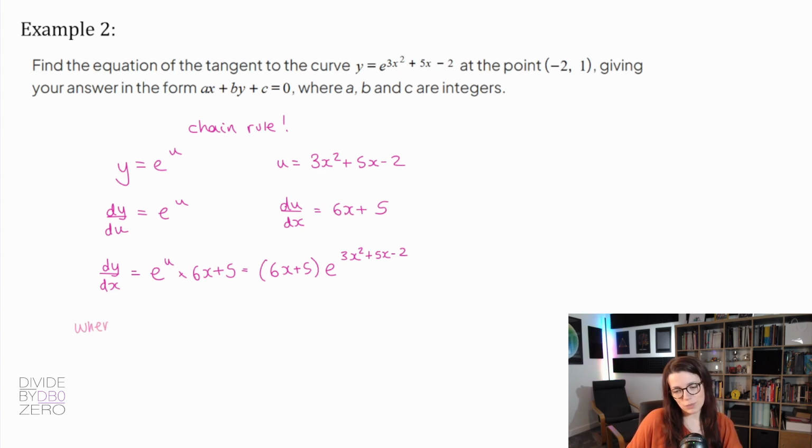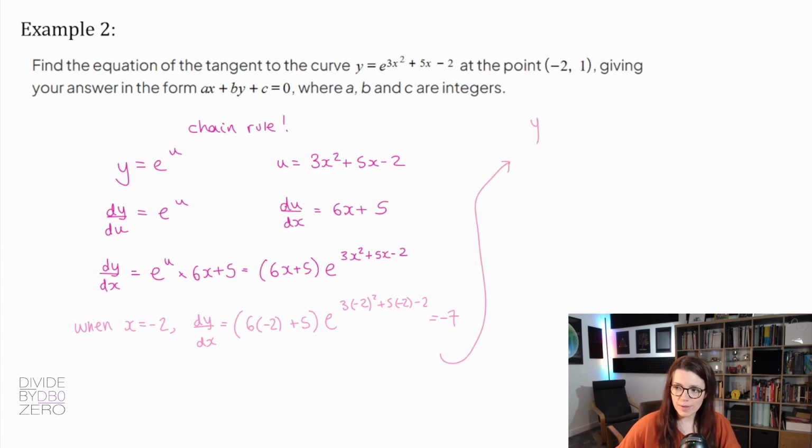So let's sub in when x is equal to negative 2. Let's find out what the gradient, or dy dx, would be. Equals negative 7. So gradient is negative 7. We can now take that and put it into a y equals mx plus c, or whatever method you use to get the equation of a line is fine.